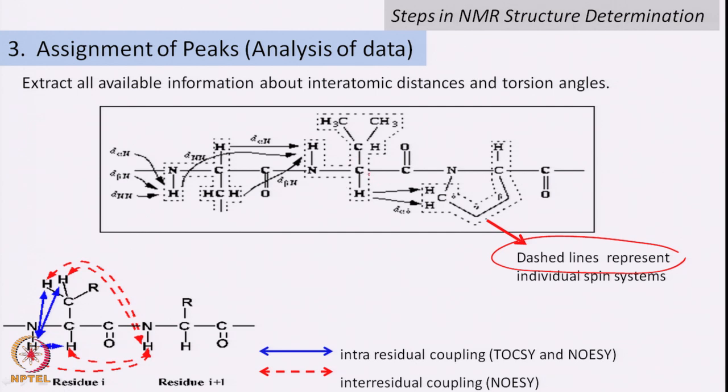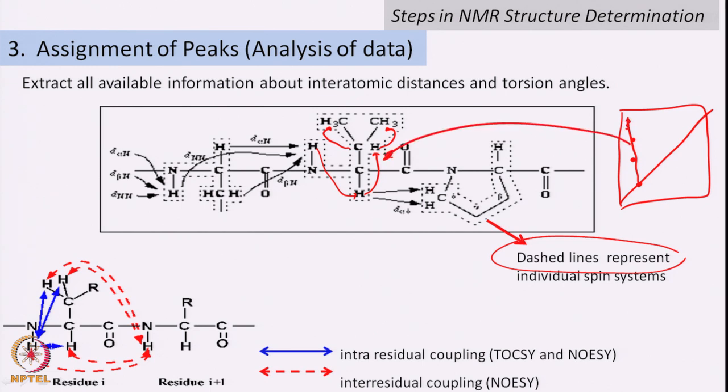Now we take valine. For valine, the NH will be correlated with H alpha, H alpha with H beta, and H beta with the methyls. Suppose I write it down: here is our NH, and we get a peak for H alpha at 4.5, then H beta at 1.8, and then H gamma 1 and H gamma 2, which are very close. If you get a peak pattern something like this in a TOCSY spectrum, we know that this is coming from valine.